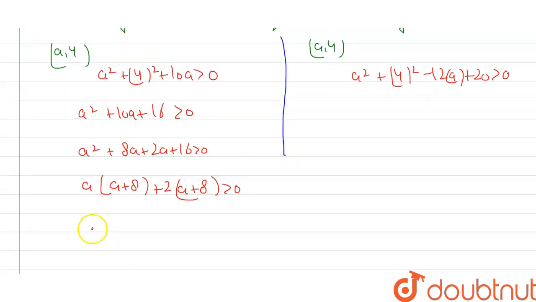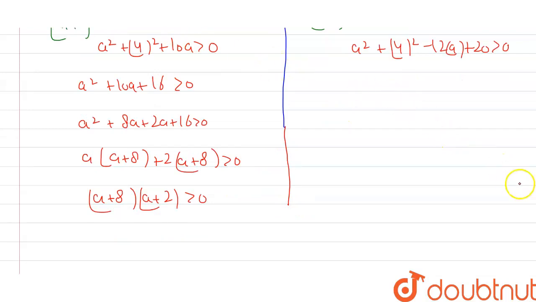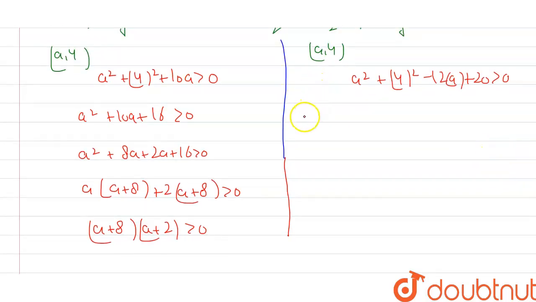So after this I can write here that (a + 8)(a + 2) > 0. Okay, this is the specified condition I have. Now this can be done as what? Here this equation can be written as a² + 16 plus... 16 − 12a + 20 ≥ 0.